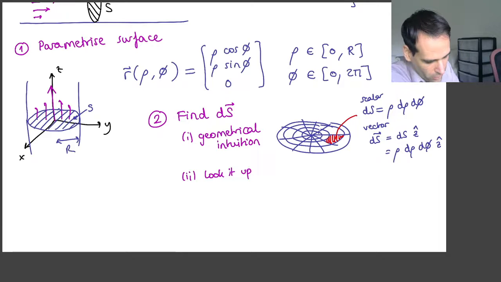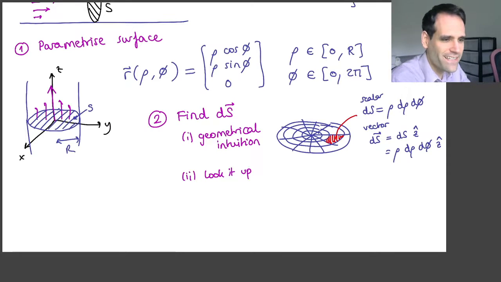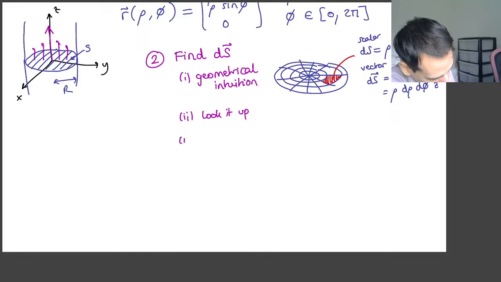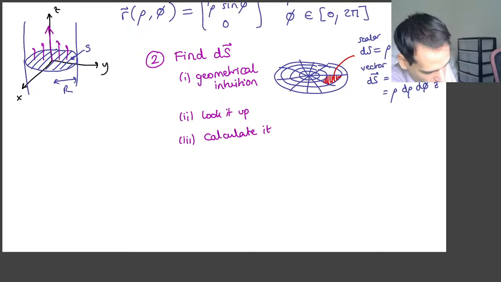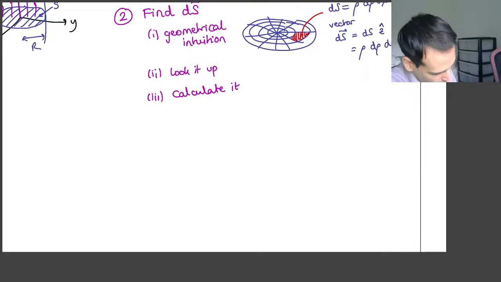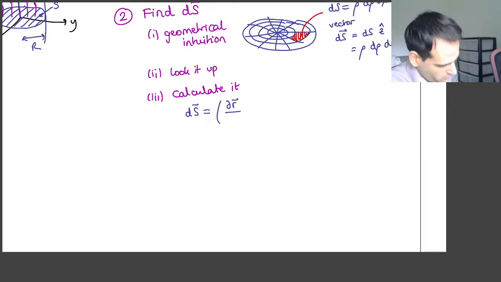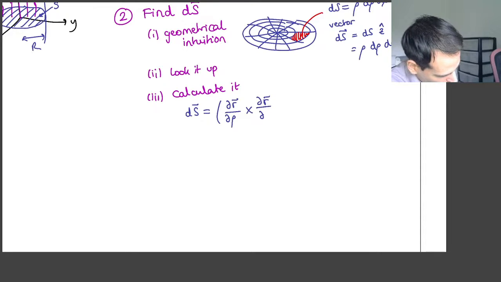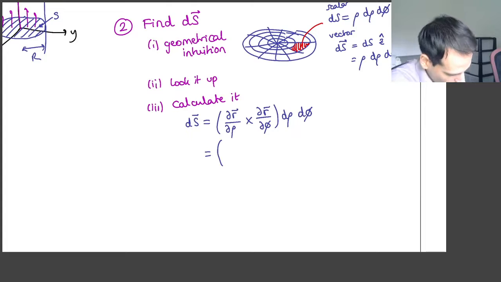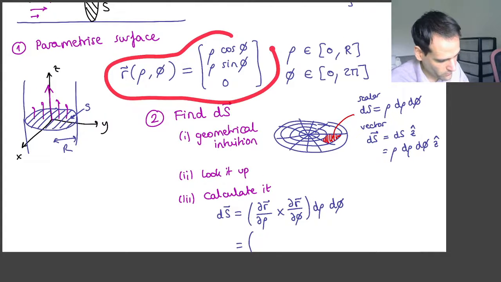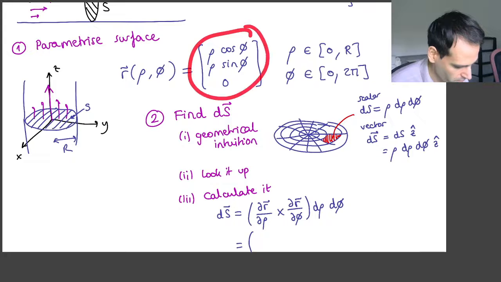So you can always use the table. But maybe you forgot or you lost the table. You printed it and then you lost it. So what can you do then? You could also calculate it. And the way you would calculate it would be like this. So ds is equal to partial of r with respect to rho cross partial of r with respect to phi times d rho d phi. Okay, so you would calculate the partial derivatives of r, and you have r over here. So you have to calculate the partial derivatives of this with respect to rho and with respect to phi.